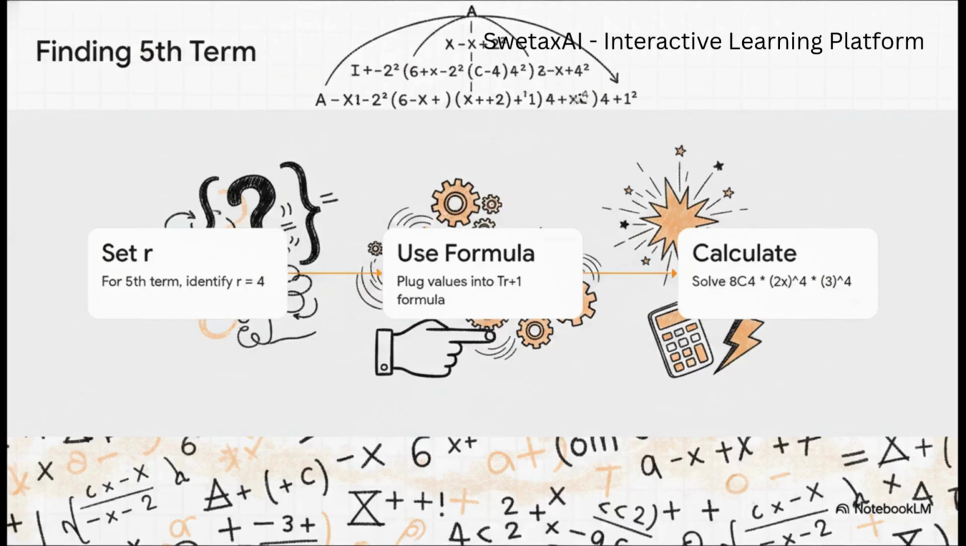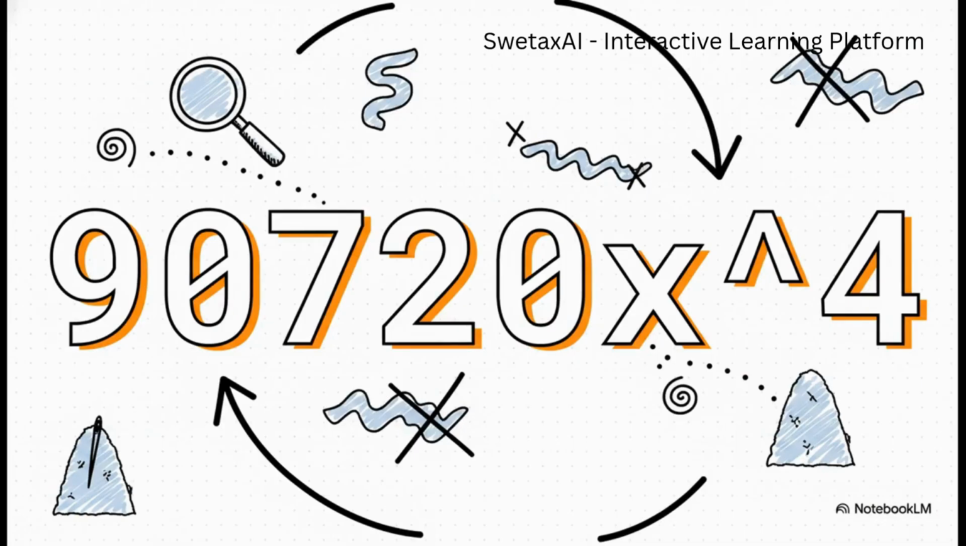Our n is 8, our a is 2x, and b is 3. So we're looking at 8C4 times (2x) to the 4th power times 3 to the 4th. Do a little bit of arithmetic, and boom, you land right on the answer. 90,720 x to the 4th. You just found a needle in a mathematical haystack without breaking a sweat.